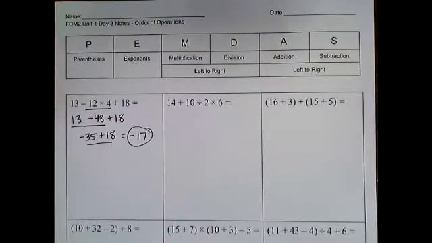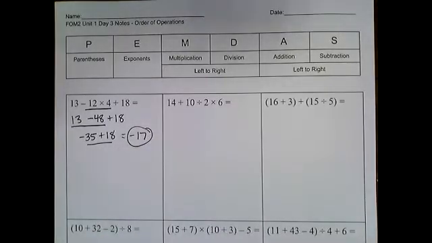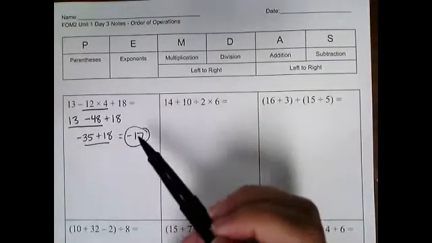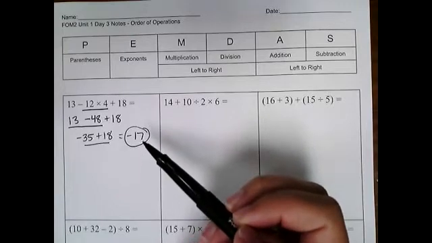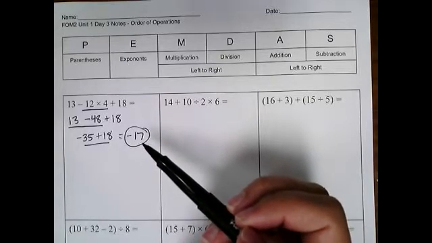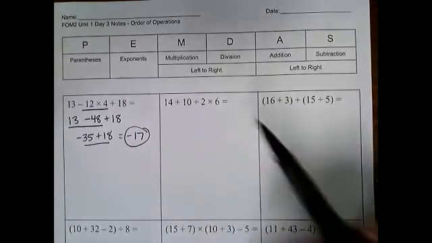Now, you can do this by hand, you can do it with a calculator, but knowing the order of operations is crucial. Okay? It is a big deal. It makes a huge difference, because if you just said 13 minus 12, you get 1, times 4 is 4, and then plus 18 is 22. So do you see how that's so different? Me having $22 and me owing someone 17 are two completely different things. So please be careful with your order of operations.